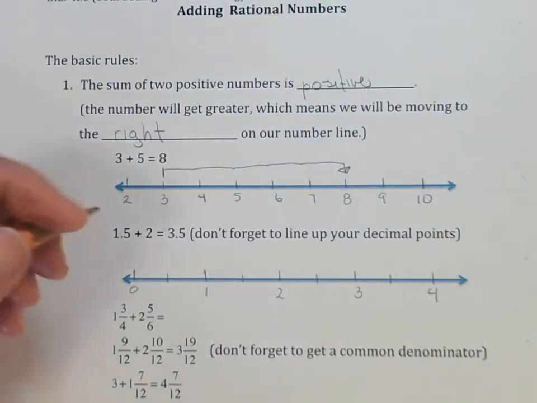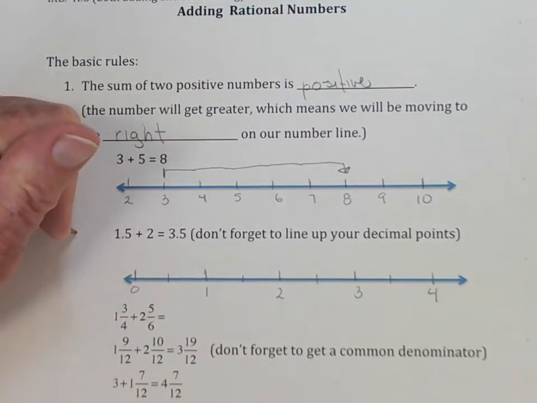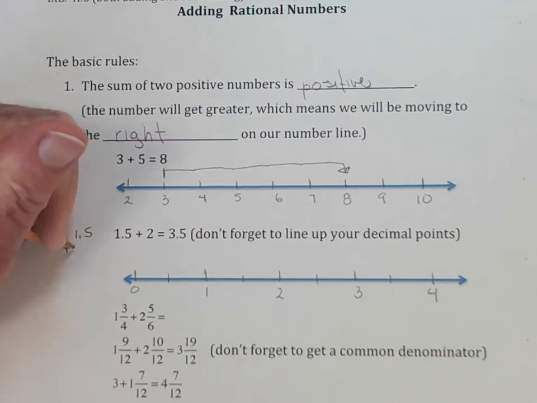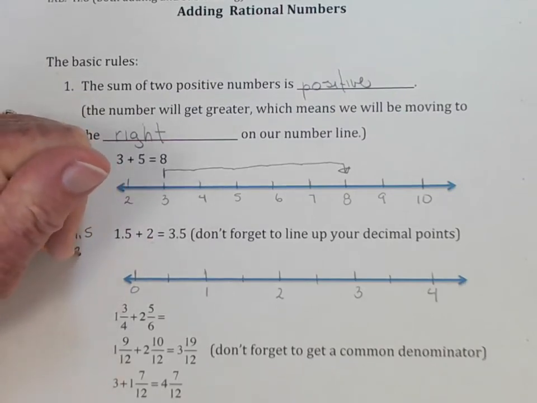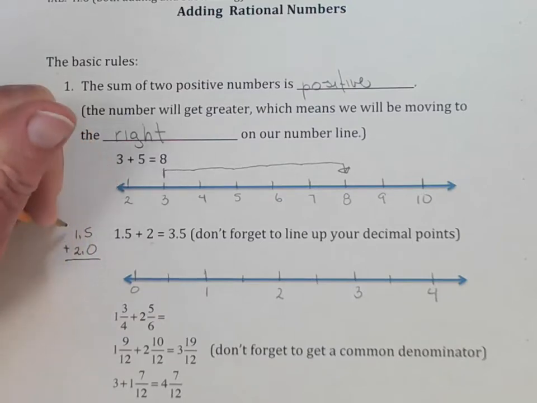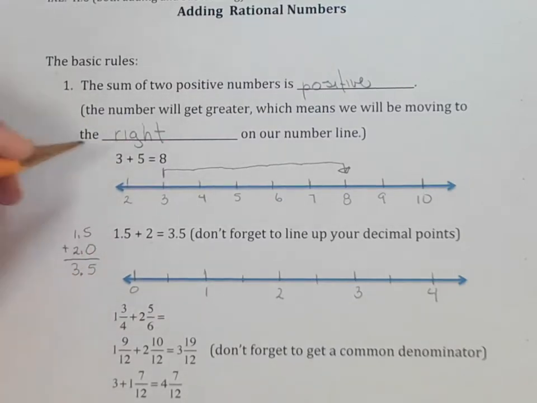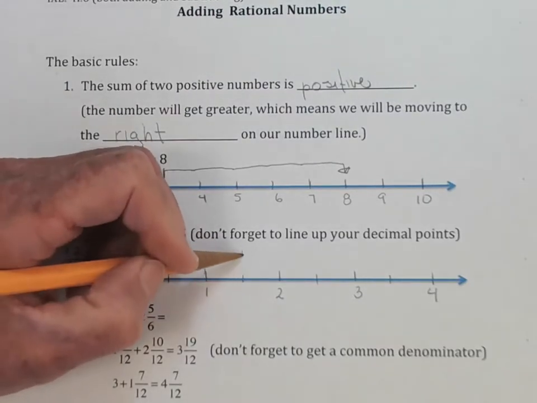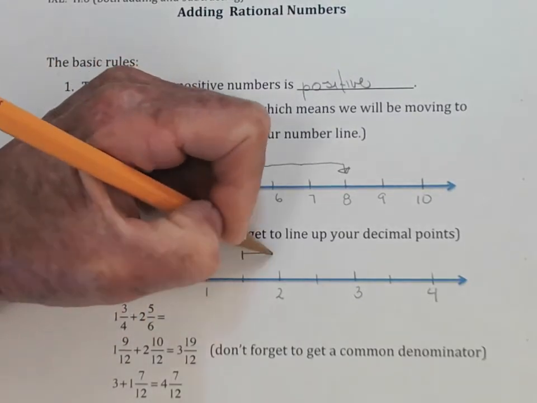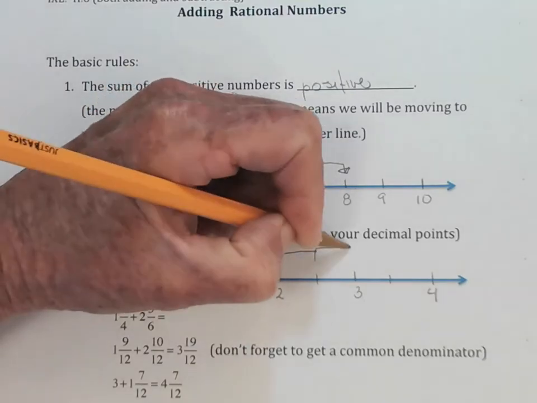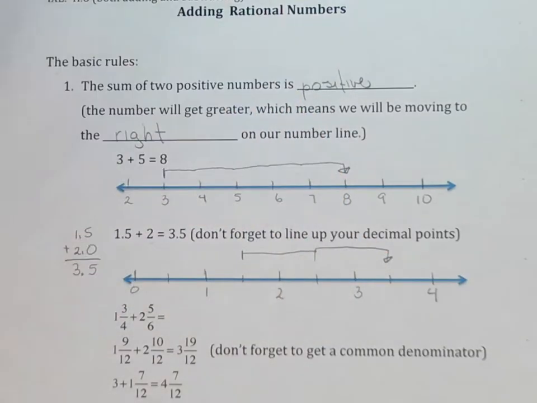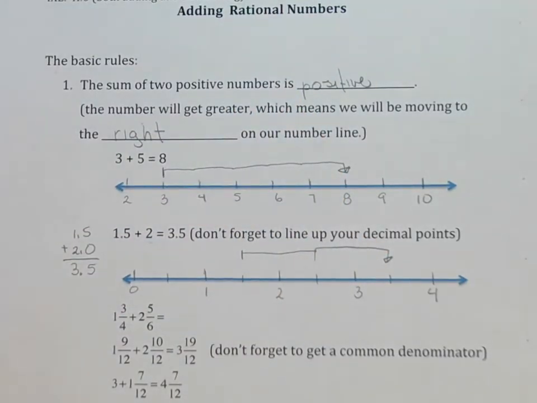With decimals, what you have to remember is you need to line up your decimal points. So 1.5 plus 2 is 2.0. That's 2 ones. It's got to line up in the ones column. And then you can add. So we'd start at 1.5 right here. We add 2 units. That would be 1 unit. This would be 2 units. And you can see we are at 3.5.